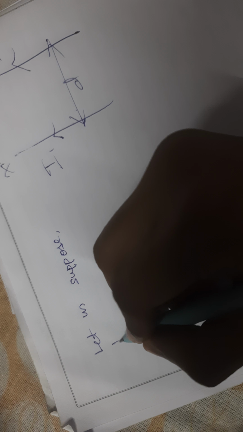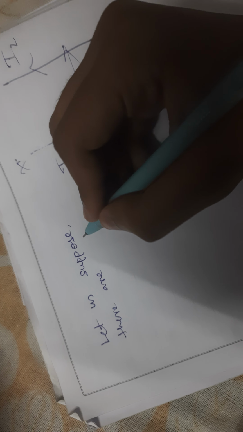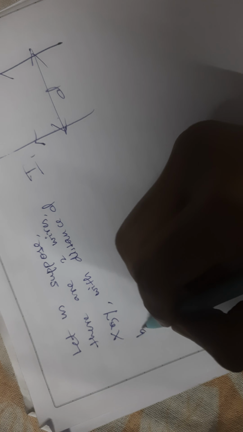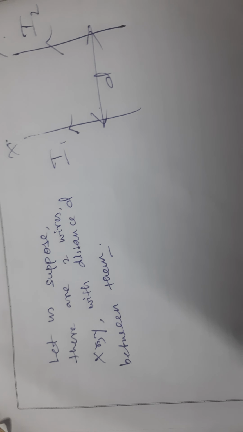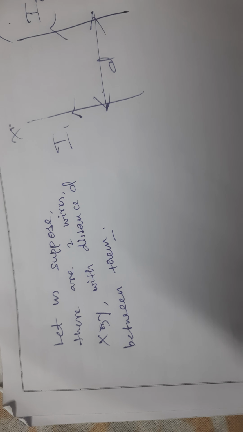So the first thing we are going to do is, let us suppose there are two wires X and Y with distance d between them. Okay, so this is the basic part which we have to write in an answer. Sorry for the sound. So what I was saying, we have to find the mutual force here, right?